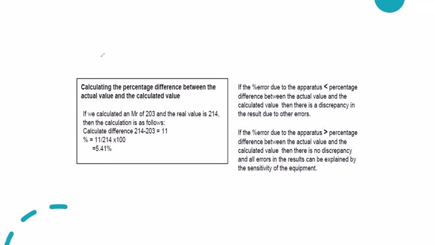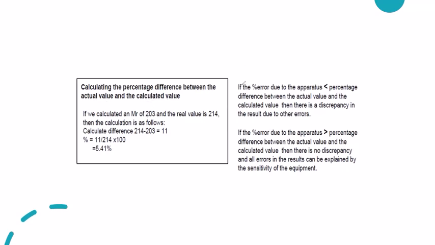For example, calculate the percentage difference between the actual value and the calculated value. If we calculated the relative molecular mass, which is 203, and the real value is 214, how do we calculate a percentage difference? Percentage difference is maximum minus minimum, divided by the standard value, times 100. If the standard value is not given, then we will work out the mean average.